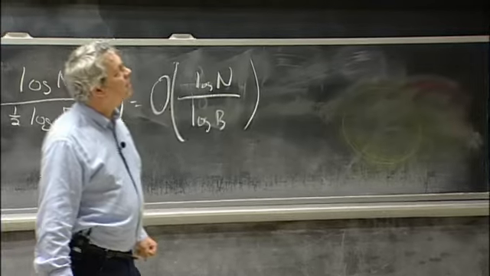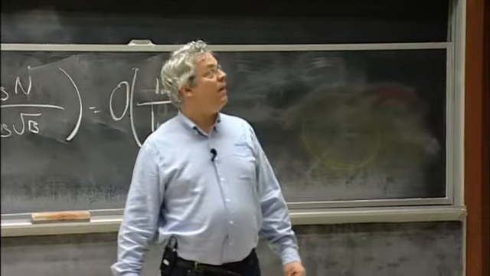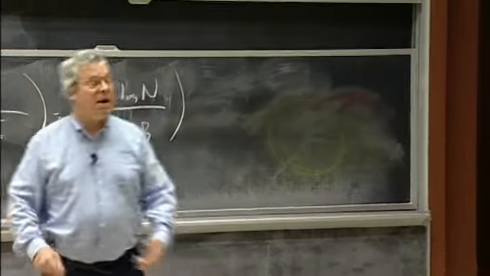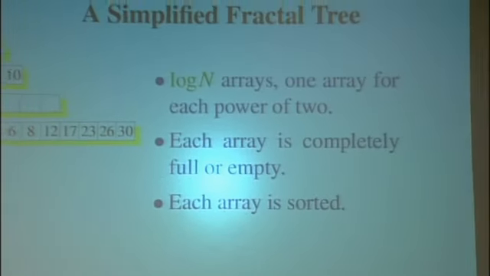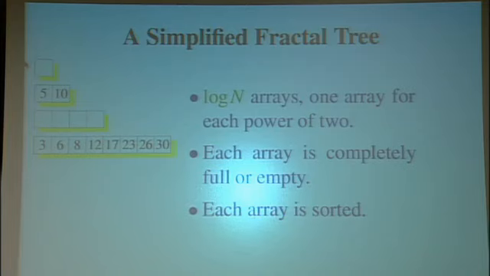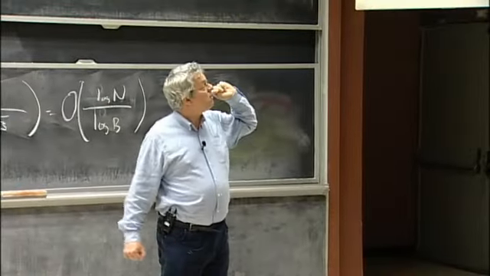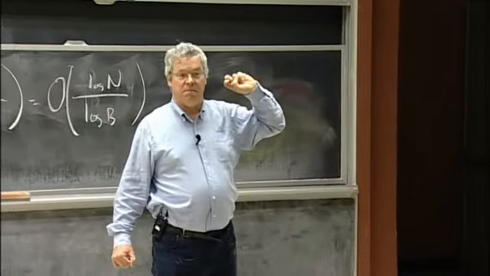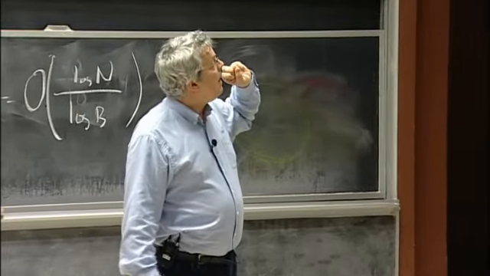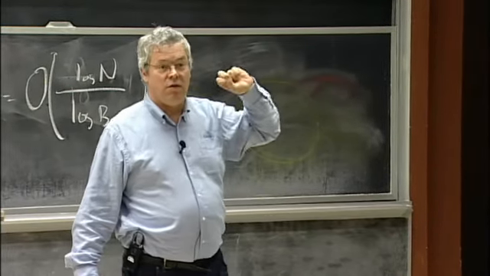So the deal here is that you're going to have log n arrays, and each one is a power of 2 in size. And you're going to have one for each power of 2. So there's going to be one array of size 1, one of size 2, one of size 4, and 8, 16, all the way up to 1 trillion, right? 2 to the 40th. The second invariant of this data structure is each array is either completely full or completely empty. And the third one is that each array is sorted.